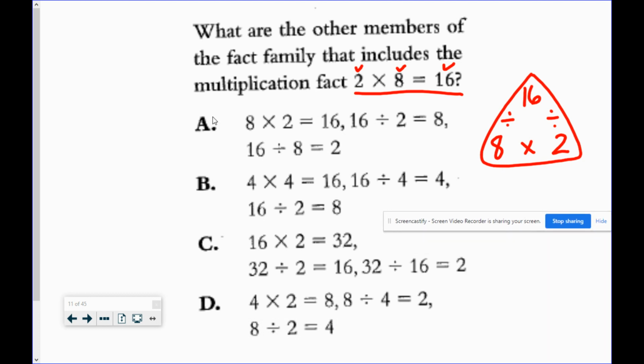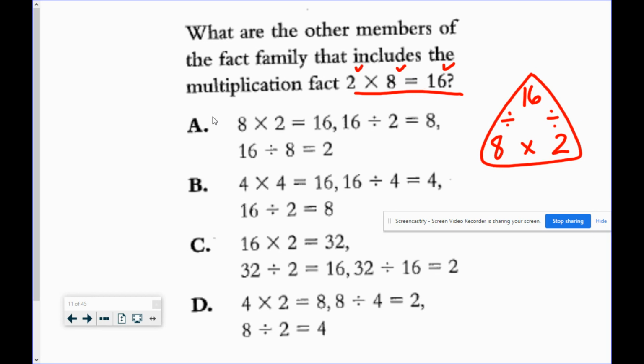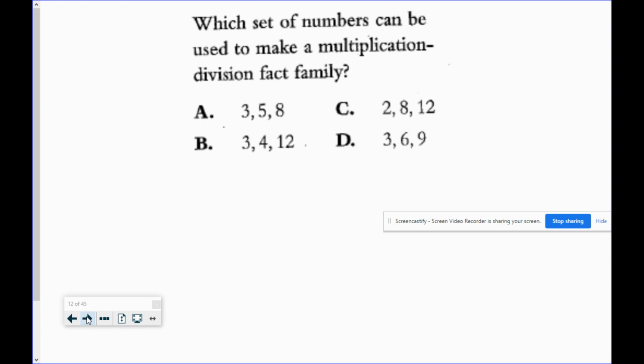And you're right, it should be answer A, because that's the only one that has 16, 2, and 8 in the other three sentences. This one, which set of numbers can be used to make a multiplication division fact family? So we're going to be making one of those triangles again. The total goes up at the top and the factors are on either side.